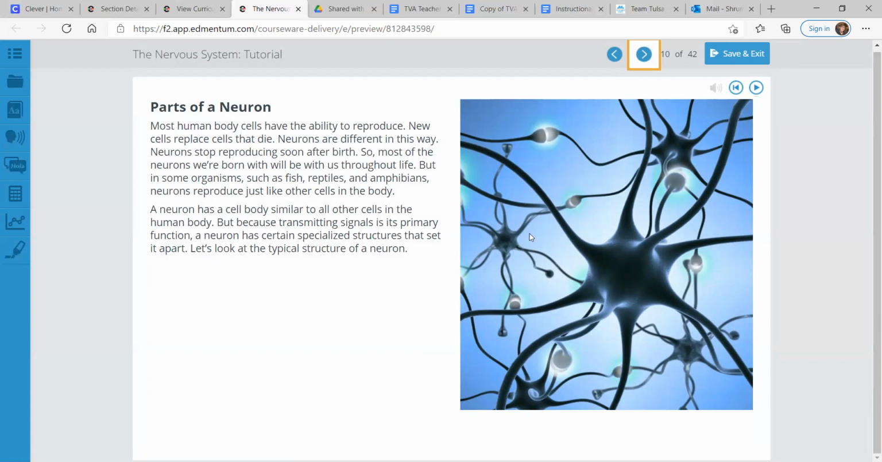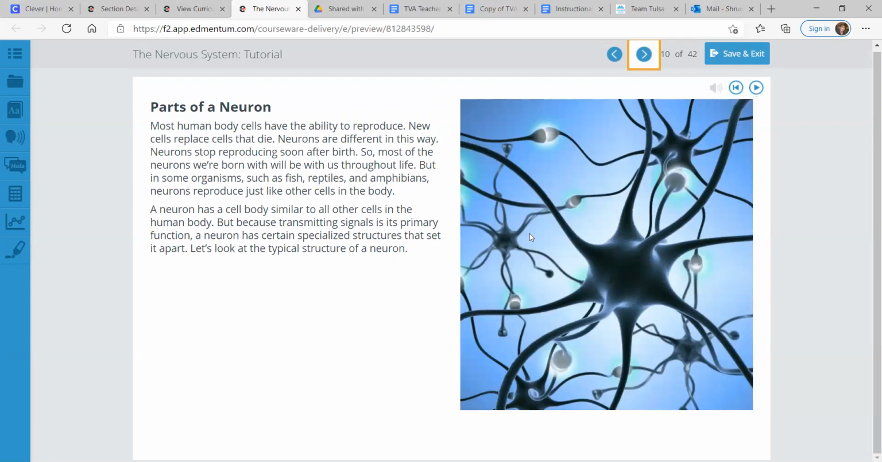Most human body cells have the ability to reproduce. New cells replace old cells that eventually die off. Neurons are different in this way. They stop reproducing soon after birth. So most of the neurons we're born with will be with us throughout our entire life. But in some organisms like fish, reptiles, and amphibians, neurons reproduce just like other cells in the body.